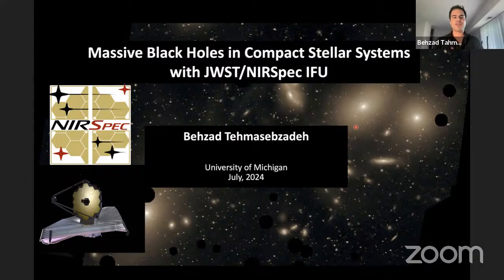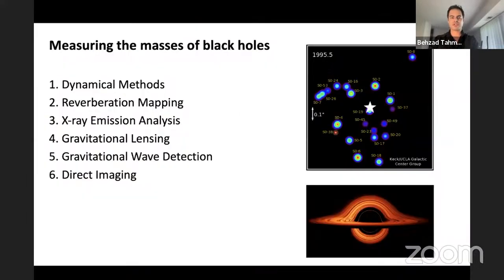I will talk about the dynamical measuring of the black hole mass in compact stellar systems. So it's not basically about barred galaxies. At the moment, I'm modeling both barred galaxies and compact stellar systems. So in this talk, I will focus on the black hole mass in compact stellar systems using JWST NIRSpec IFU. I will start with some introduction.